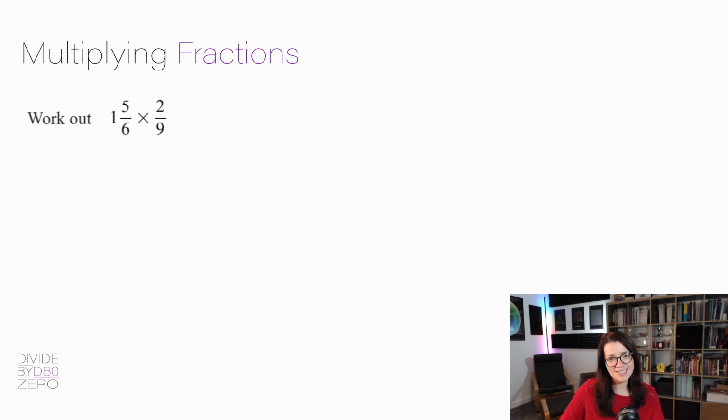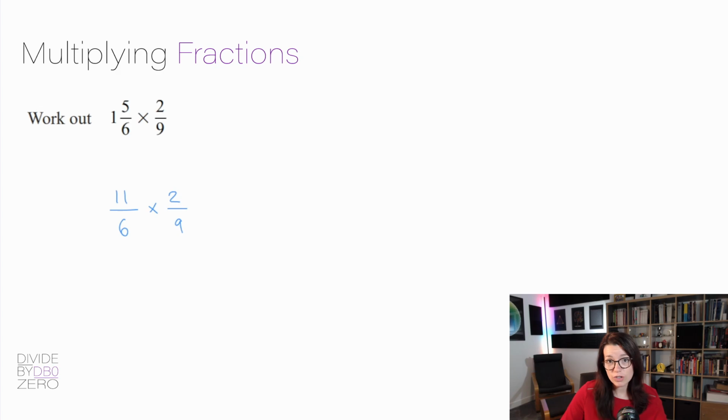Multiplying fractions. In this case, work out 1 5/6 times 2/9. Again, whenever you have mixed numbers in a calculation, you should always change them into improper fractions first to make it easier. So 1 times 6 plus 5 is 11. Denominator stays the same, times 2/9.